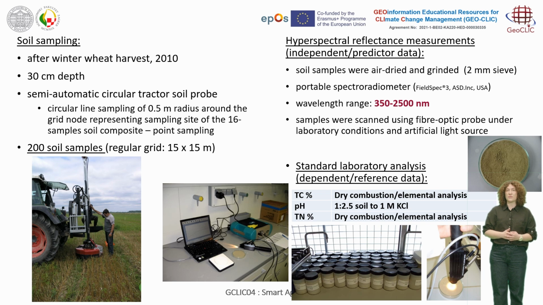For this kind of investigation, where we had high soil variability in different properties, it was a good base to have a dense grid. Hyperspectral reflectance measurements were done on the air-dried and ground soil samples through a 2 mm sieve, and samples were scanned by a portable spectroradiometer with a wavelength range in the visible and near-infrared spectra. Samples were scanned using a fiber optic probe under laboratory conditions and an artificial light source, which is similar to sun radiation, containing most of its radiation in the visible and near-infrared part of the spectra from 300 up to more than 2000 nanometers.